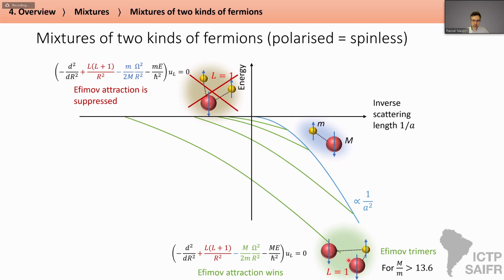So depending on the mass ratio, we can have a rather dense Efimov spectrum of such trimers if the mass ratio is large enough. Now, the particularity of these trimers is that they have 1 unit of angular momentum. So compared to the bosonic one, they also have some kind of 3-fold degeneracy, depending on the projection of this angular momentum.